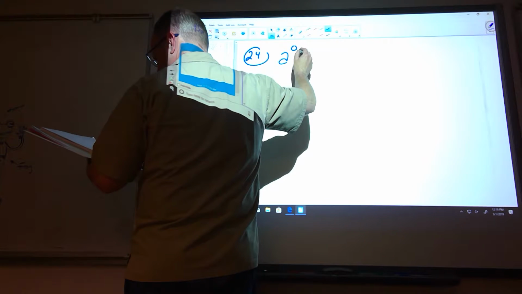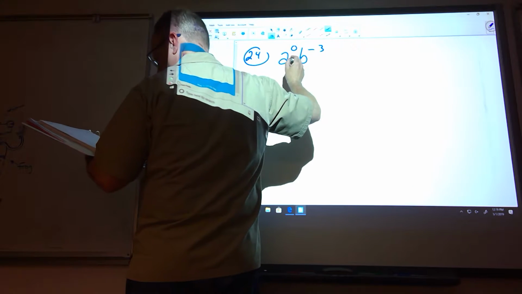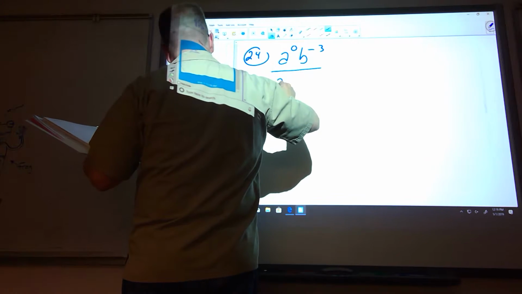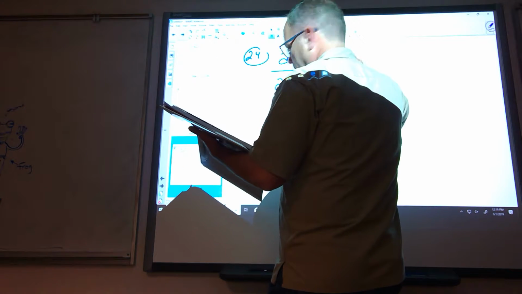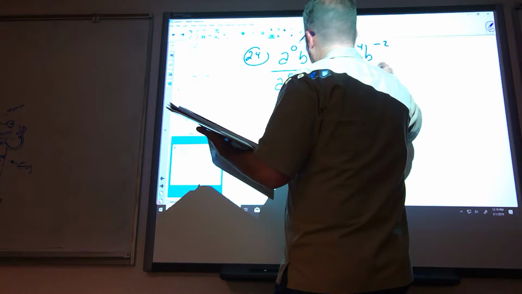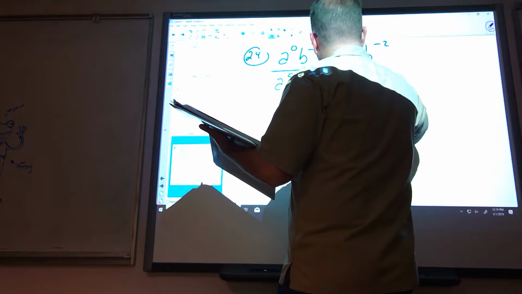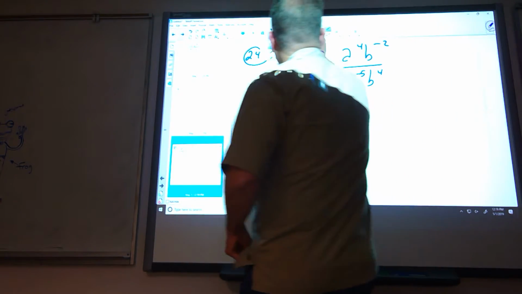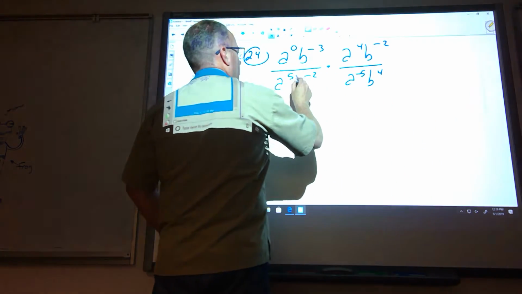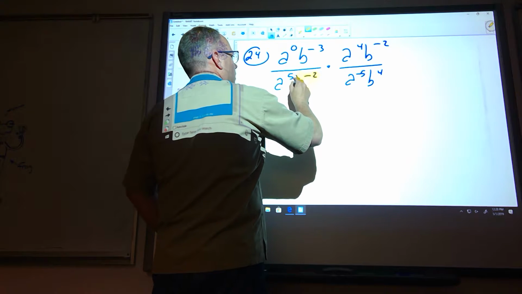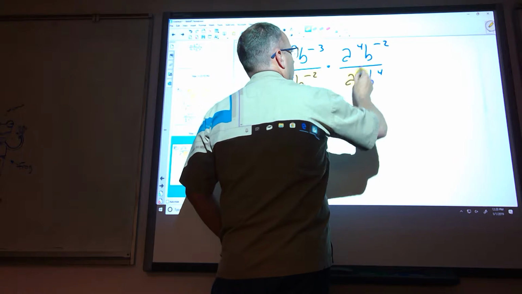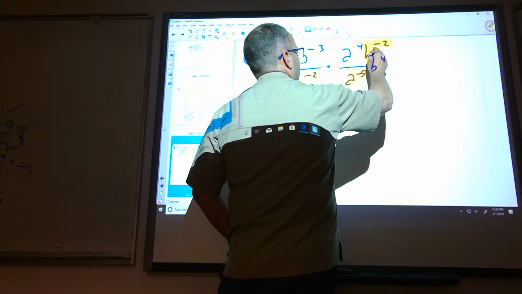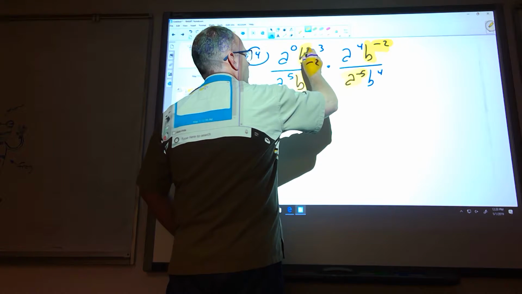A to the 0, b to the negative 3, over a to the fifth, b to the negative 2, times a to the fourth, b to the negative 2, over a to the negative fifth, and b to the fourth. All right, I'm going to highlight in one color the negative exponents. So this wants to move. This wants to move. This wants to move. And this wants to move.